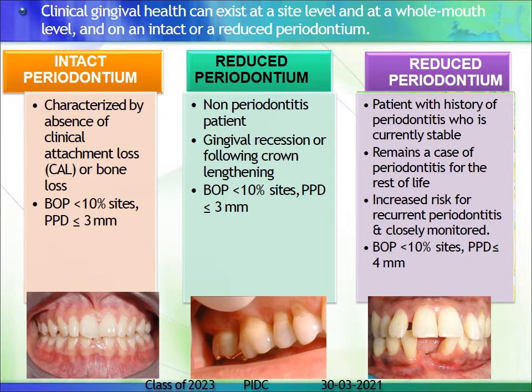Whereas on the other hand, you can see the picture down here, the gingival healthy status is maintained in this patient, but this patient had a history of periodontitis who is now currently in a stable state. So always remember that if the patient is found as a periodontitis patient, he remains a periodontitis patient for the rest of his life, with increased risk for recurrent periodontitis, and is to be closely monitored. Here, generally the bleeding on probing is less than 10% of the sites, and probing depth is less than 4 mm.